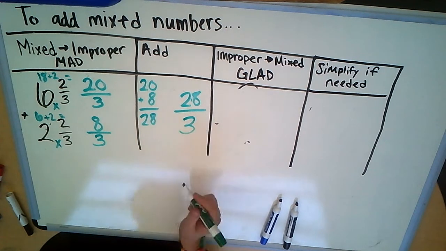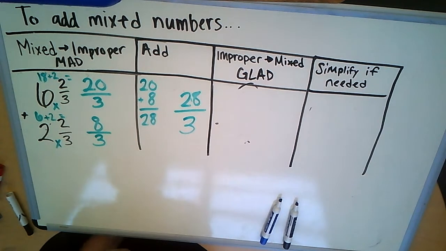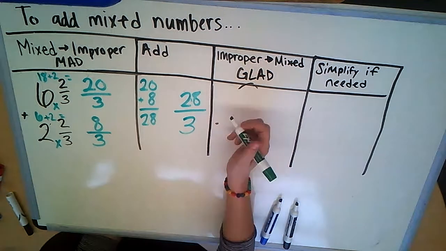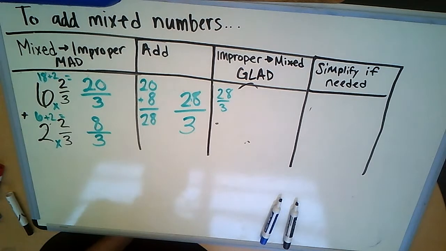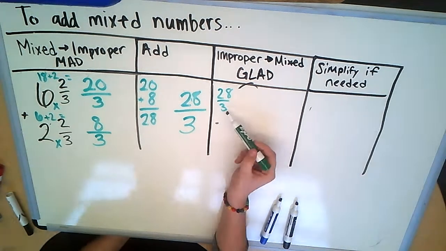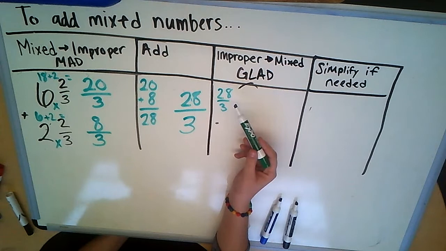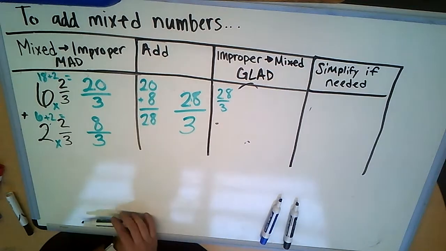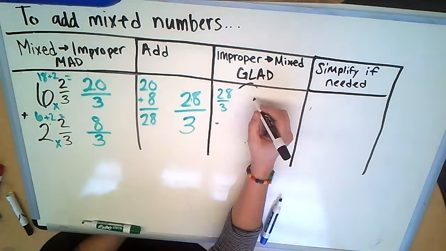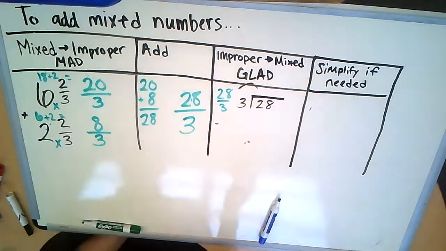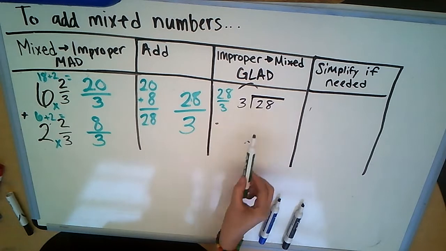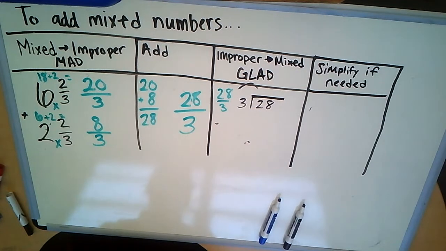Now that we've converted it over and added it, we need to switch it back into a mixed number. So we're going to rewrite the fraction, 28 over 3, and we're going to divide. So what we're asking ourselves is how many times can 3 go into 28, and how many will we have left over? So if we set up our division problem, 3 times what can give me close to 28 without going over?